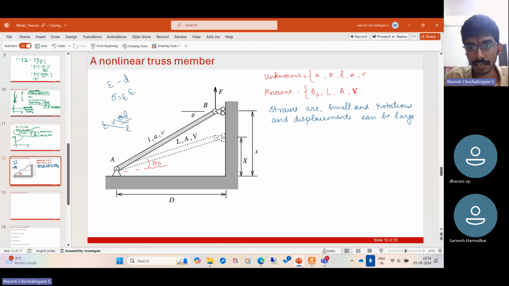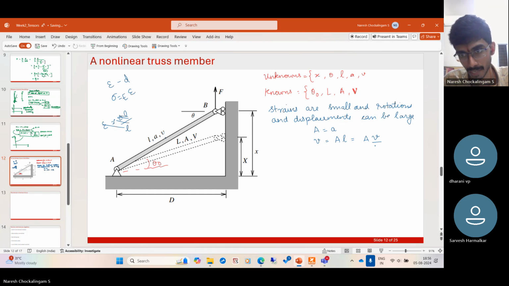Let us assume this. If the strains are small, then at any point the cross-sectional deformation will not be much. So A remains A, and V will be what? V will be A times L. So it is nothing but A times small v by capital V. So here, sorry.